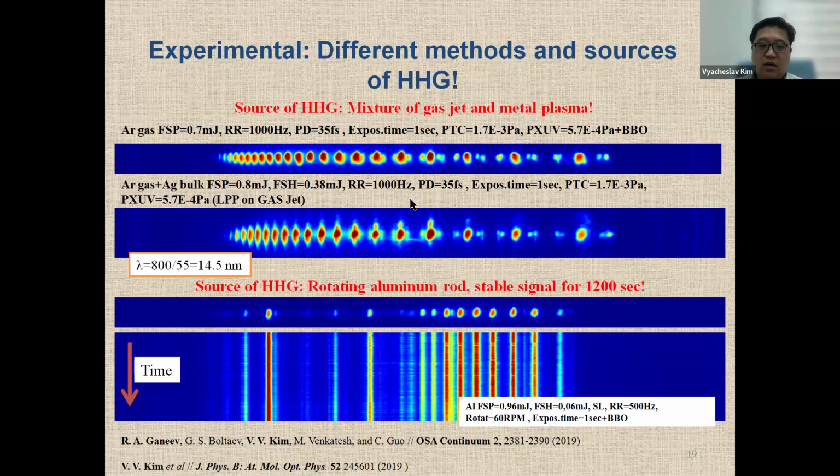And there are methods to improve the signal. We can use high repetition rate lasers together with rotating targets. For example, this is an example of stable harmonic generation from an aluminum rod. It was rotated inside the target chamber, and we used a kilohertz class femtosecond laser system, and we obtained a stable source of harmonics within 1,200 seconds. So I think it's 20 minutes.